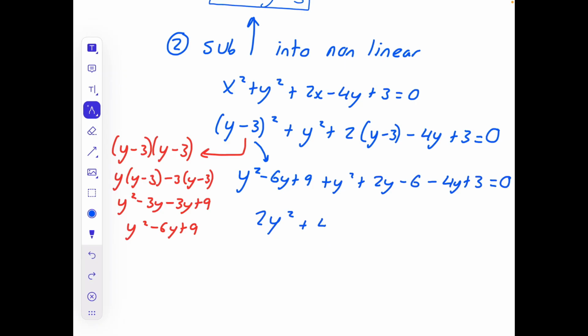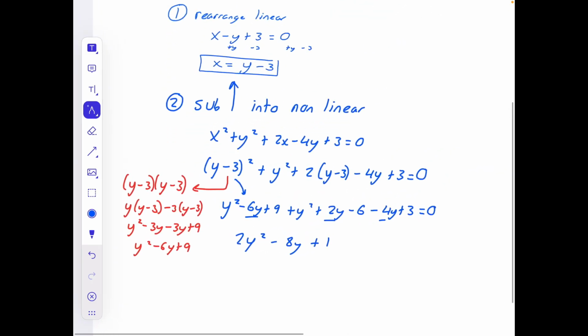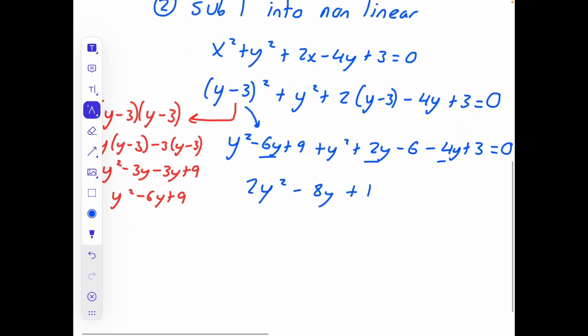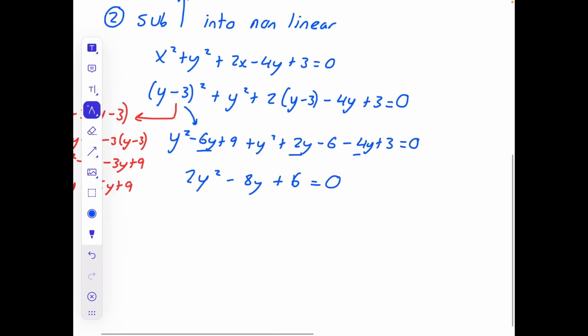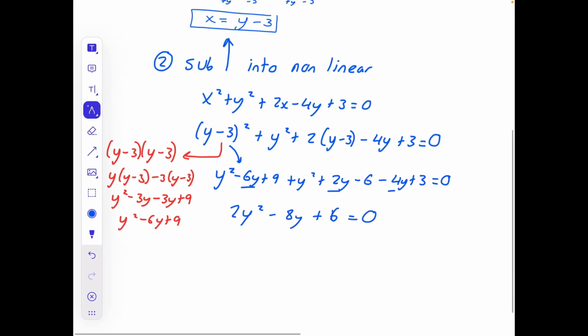Oh, sorry, I also have minus, sorry, one second, that is not right. So I have minus 6y plus 2y, that gives me minus 4y, and we have another minus 4y, that's minus 8y, once you count up all those y's. And then we have 9 plus 3, which will be plus 12. Nine minus 6 will give me 3, plus 3 will give me plus 6, is equal to 0.